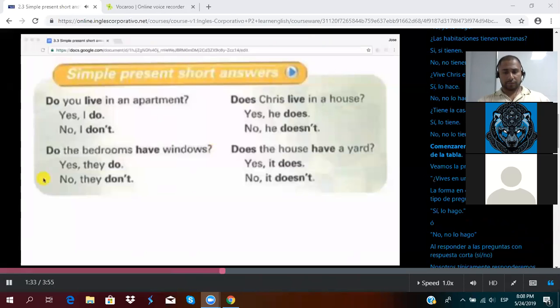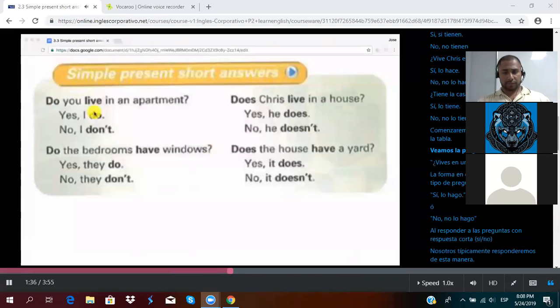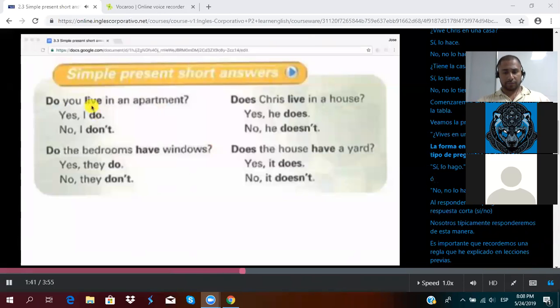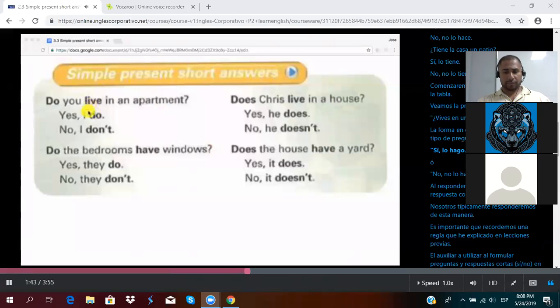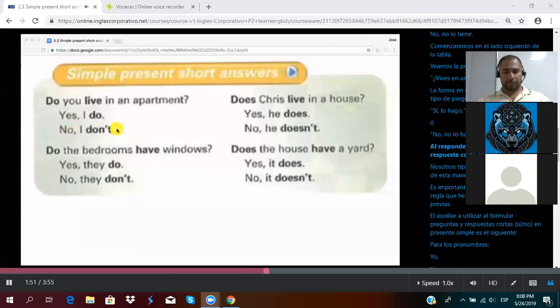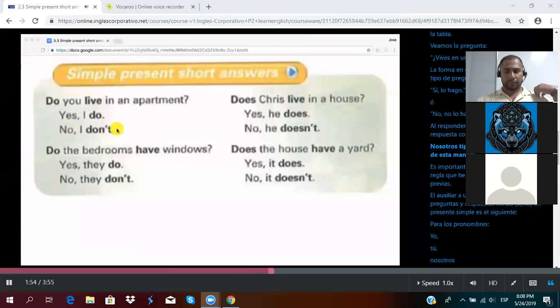We'll start on the left side of this chart. Let's look at the question, do you live in an apartment? The way we answer this type of question is by saying, yes, I do, or no, I don't. When responding to yes or no questions, we will typically answer in this way.